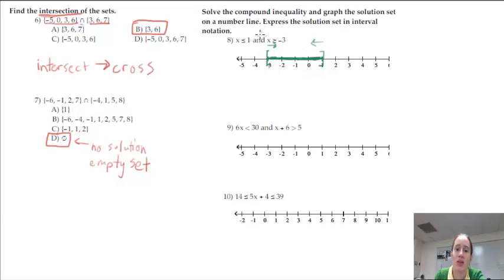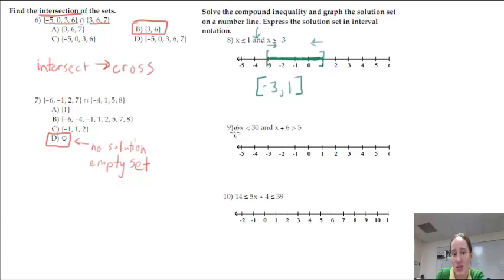And so another thing is that anytime we have an and, that's what should happen, that we shade between whenever it's and. The interval notation for this is we're saying that x has to be between -3 and 1. So that's how we write it. x is between -3 and 1.